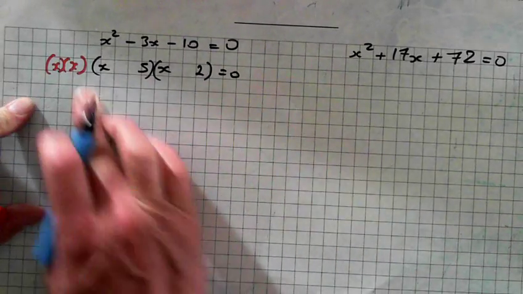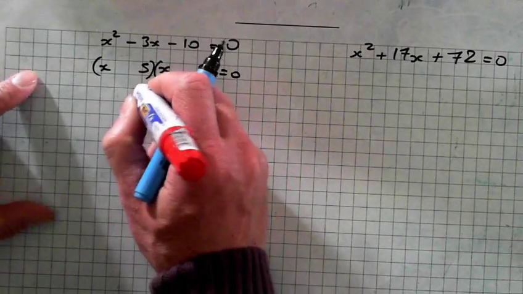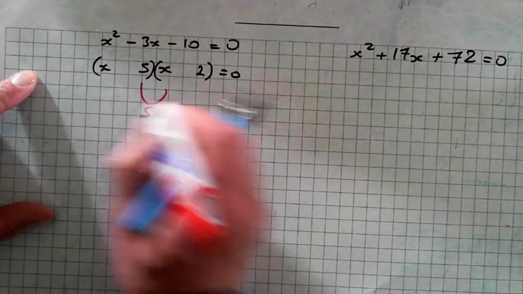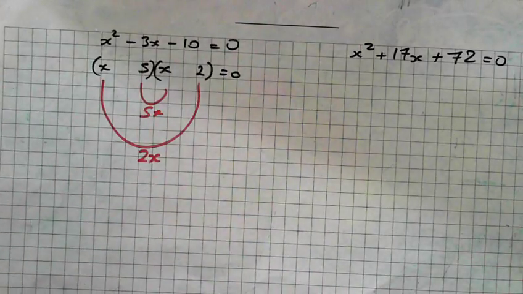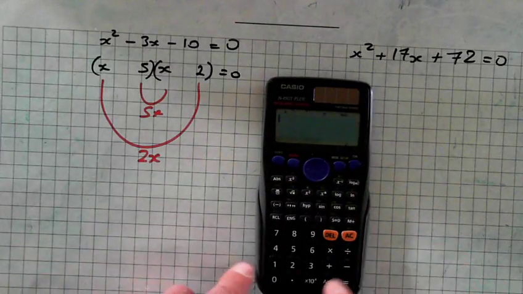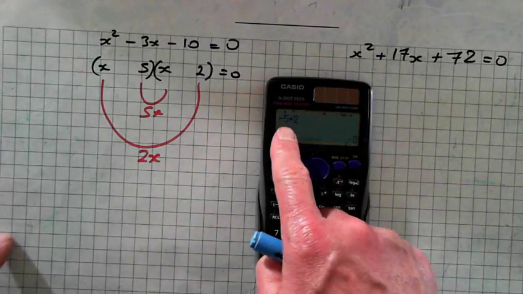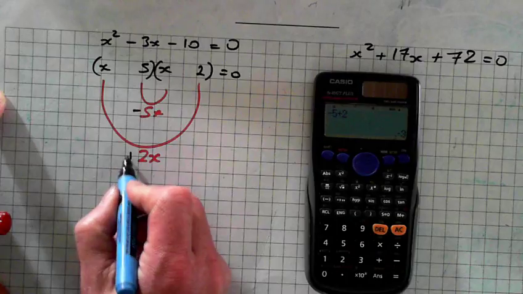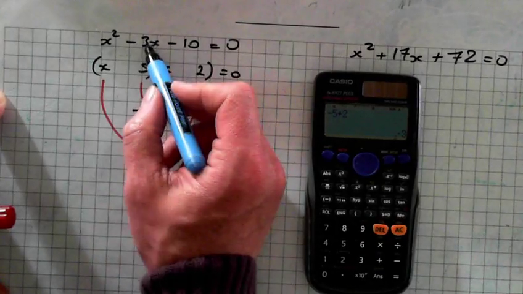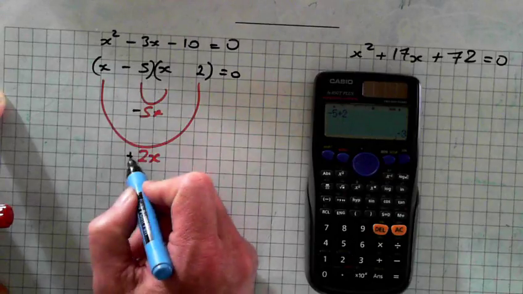Okay, let's rub that out. So how do I get a minus 3? I've got 5x and 2x. With 5 and 2, how do we get a minus 3? Watch. If I go minus 5 plus 2, that's minus 3. See, a minus 5 and a plus 2. Minus 5 plus 2 gives me minus 3. Okay? So the top sign goes left, the bottom sign goes right.